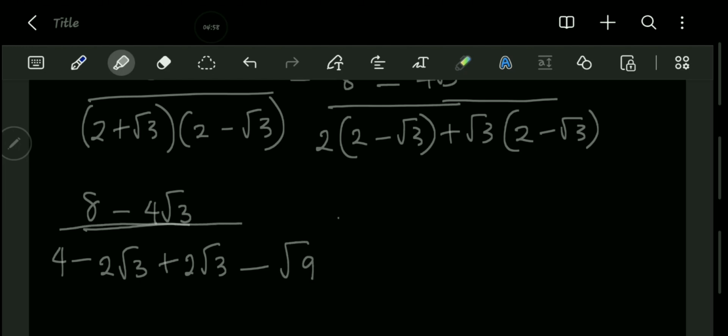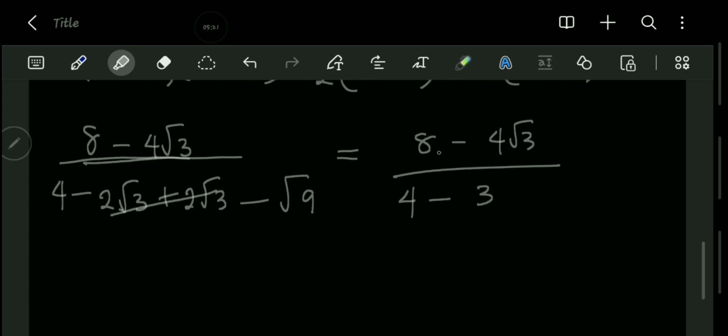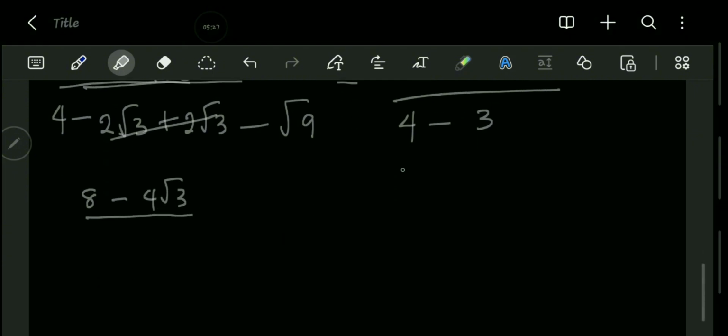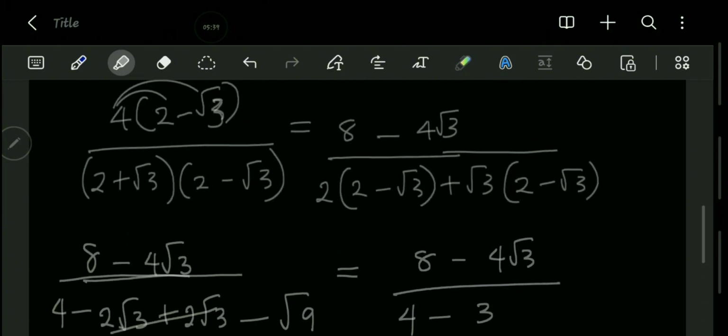right? So if I simplify this, I'm having 8 minus 4 surd 3 all over 4. This is minus 2 surd 3 and plus 2 surd 3, these are like terms, right? And the signs are different. So I'm having minus 2 plus 2 is 0, so this is gone, so I'm just having minus. So surd 9 here is going to give me 3. So when I work on this, I'm having 8 minus 4 surd 3 all over 4 minus 3 gives me 1, right? And whatever you are dividing by 1 gives you the same answer. So I'm having my answer as 8 minus 4 surd 3. That's for this question here.